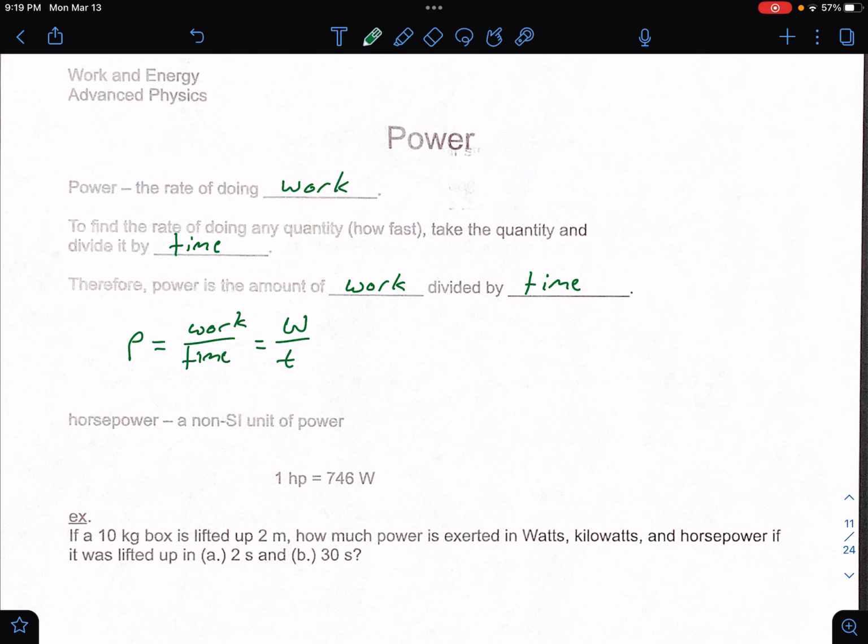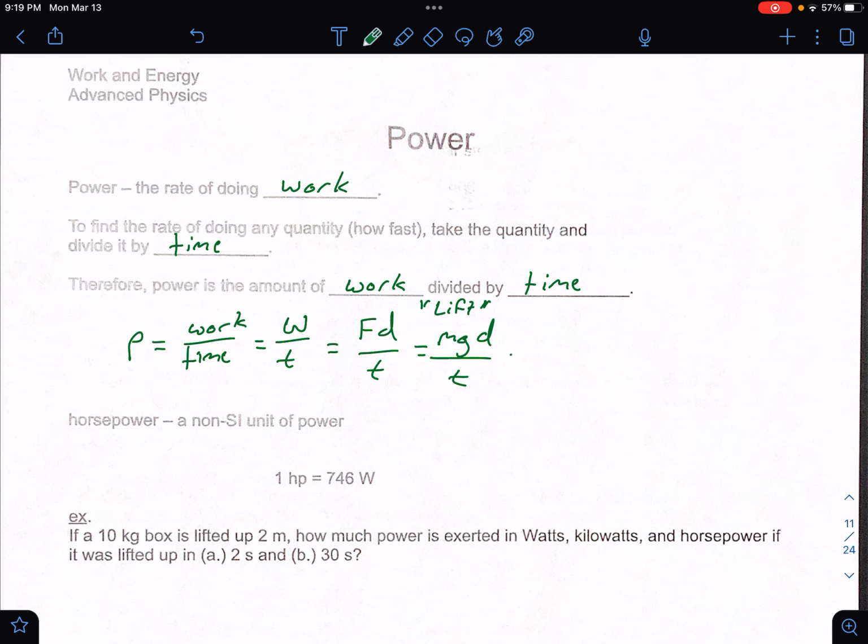Now, work also equals force times distance, so you could also say power equals force times distance over time. If it's lifting something, force is M times G, so I like to say this is the lift one. If you want to figure out how much power is being done while lifting something, that's mass times gravity times distance over time.